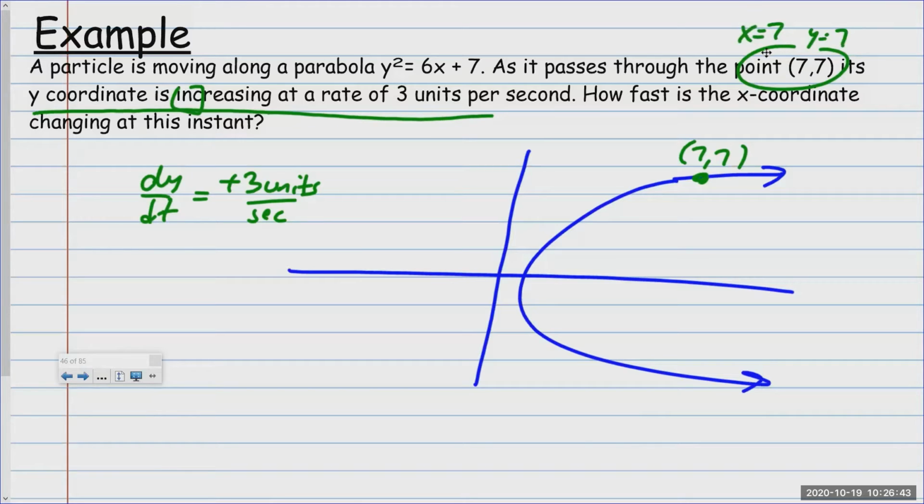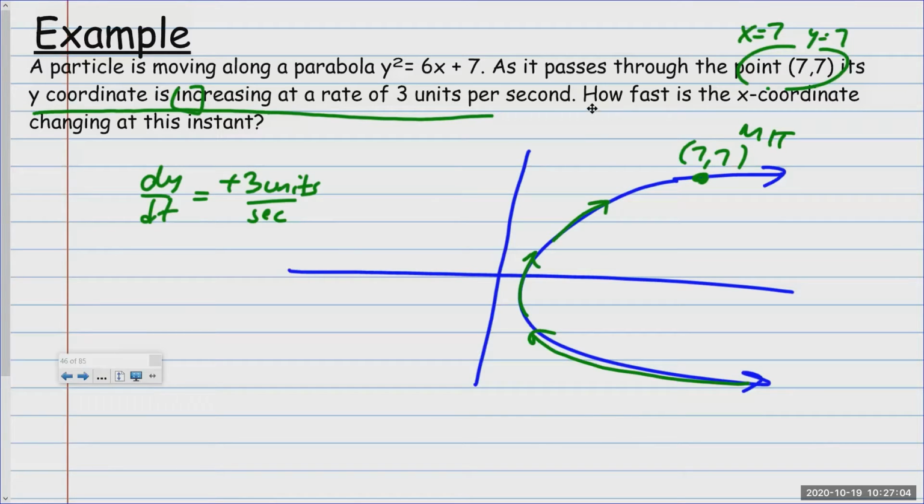And is this particle that's moving on this parabola, what's happening is it's kind of like you're walking on this path. The particle is walking on this path. Is it always at (7,7)? No, so (7,7) is a moment in time. So let me just put moment in time there. That means I can only use it after I take the derivative, okay?